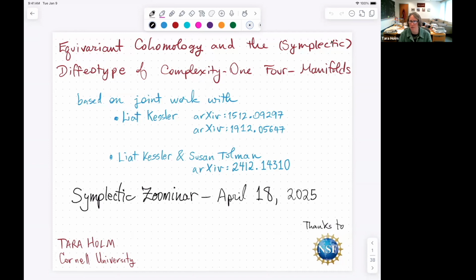And I have to share my gratitude to the National Science Foundation for their support over the years. It's a depressing moment in the US for science funding. So we still have to, anyway, so there we are.